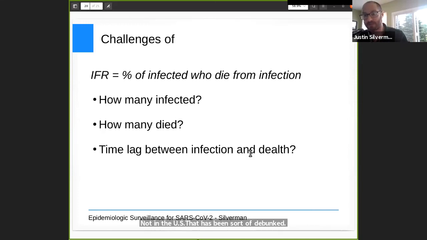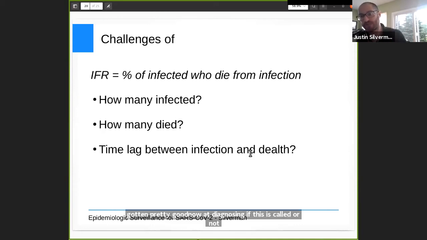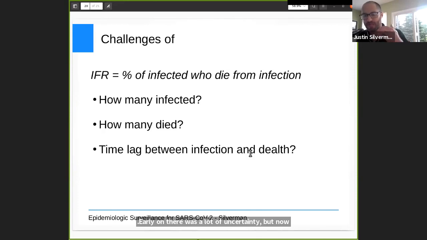There's also been some concerns that we're massively overdiagnosing deaths from COVID. I think that has also been largely debunked. What I mean by that is we've gotten pretty good now at diagnosing whether this is COVID or not. Early on, there was a lot of uncertainty, but now the estimates have not really changed, even though you're getting better molecular diagnostics and better protocols for autopsies. We've gotten pretty good at diagnosing COVID.